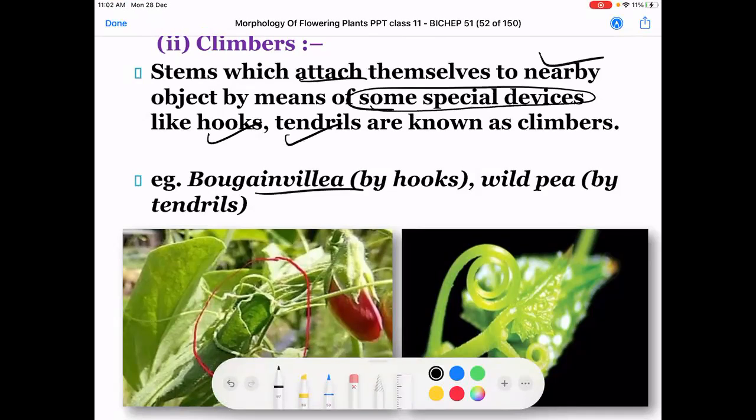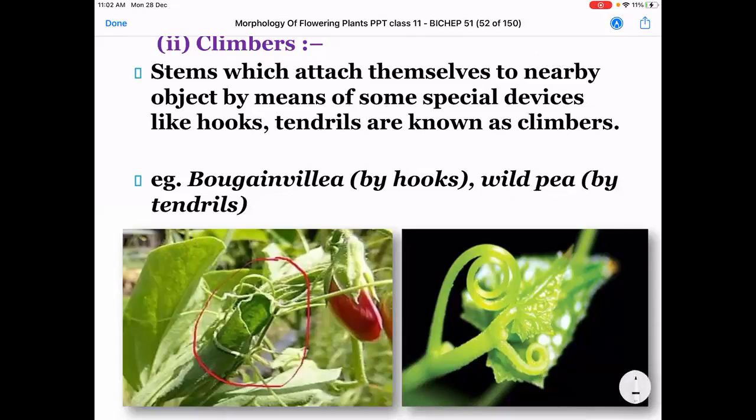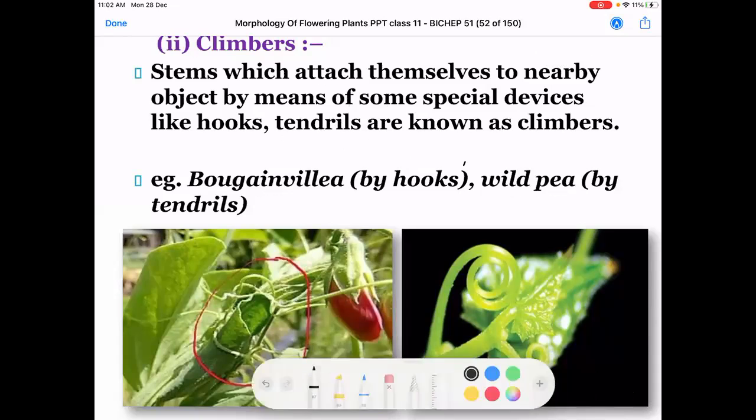For example, bougainvillea, which actually climbs by hooks. Wild pea produces tendrils. Okay? A tendril is a spring-like structure which wraps around the support, and that is how they grow upward.